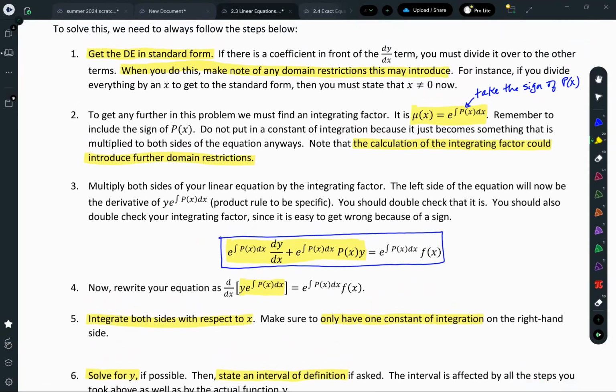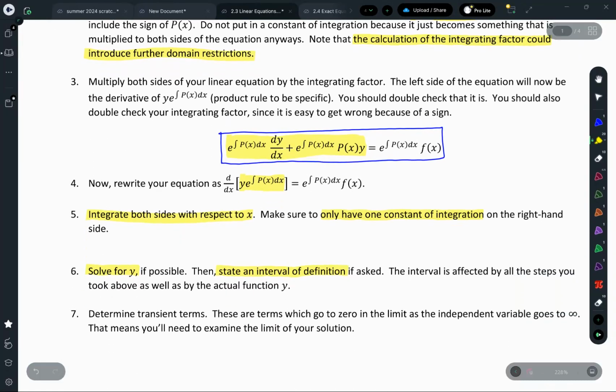Right? In step 1, if we divided by a coefficient in front of the dy/dx term and it introduced domain restrictions, that was the start of determining our interval of definition. In step 2, when we calculated the integrating factor, that was the next step in seeing whether we have more domain restrictions. And then the actual solution itself might possibly have some domain restrictions as well. We put that all together and we look at the intersection of all of those domain restrictions, and then we can state our interval of definition.